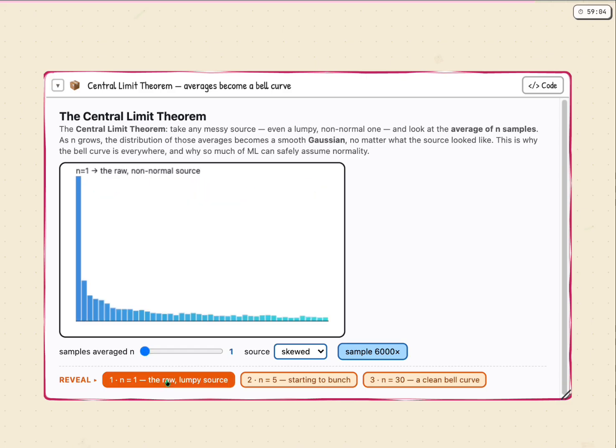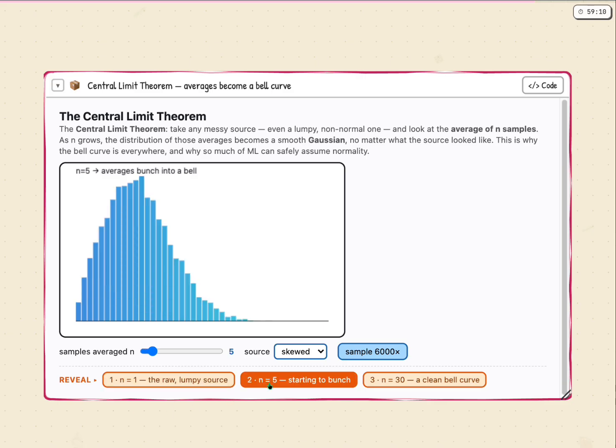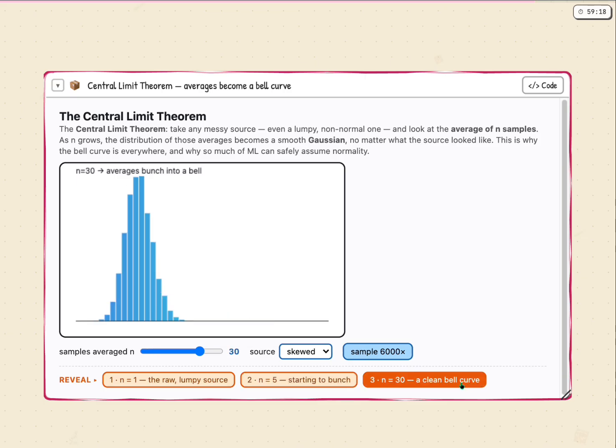Now, instead of looking at single values, I take a handful of samples, average them, and record that average. Then I do it again and again, thousands of times, and I look at the distribution of all those averages. Watch what happens as I increase the number of samples in each average. The distribution of the averages becomes a smooth, symmetric bell curve, a Gaussian, no matter how weird and lumpy the original source was. The messiness washes out. That is the central limit theorem, and it is almost magical, and it explains something profound about nature.